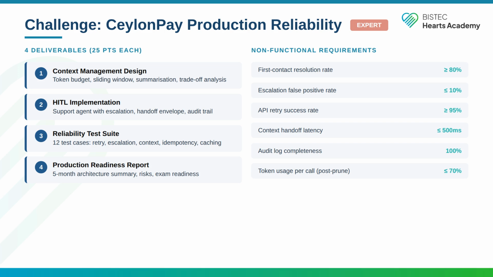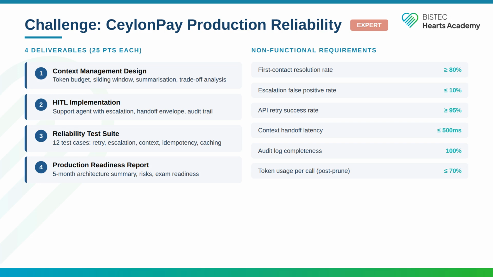Deliverable 2 is the human-in-the-loop implementation. This is working Python code with all 4 escalation triggers implemented in priority order, context pruning with accurate token counting, a handoff envelope that validates against a Pydantic V2 model, an append-only JSON audit trail, and a working demo run.